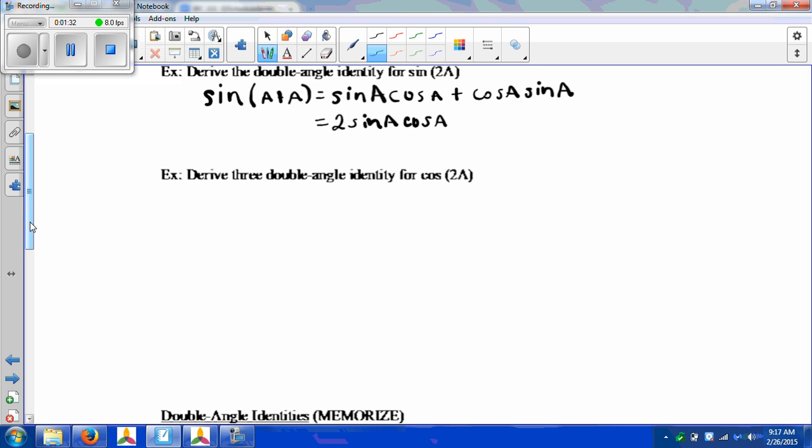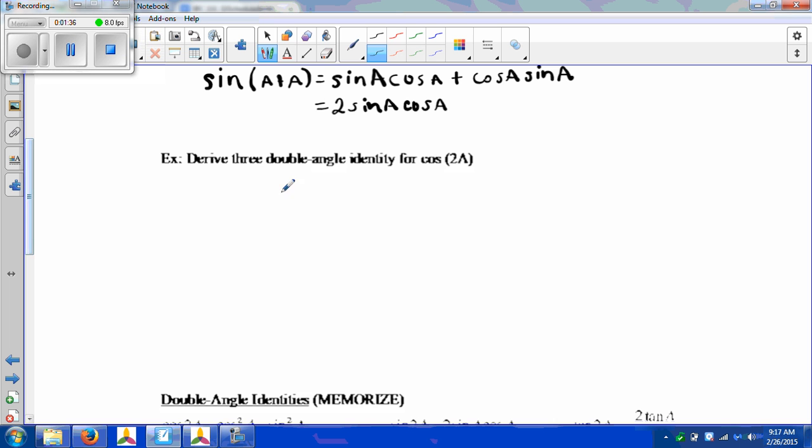Next, we need to derive 3 double angle identities for the cosine of 2a. Okay, so first we're going to use the same idea and logic as we did up there. We're just going to do it for cosine. So that's the cosine of a plus a equals, and then remember that the cosine cooperates, so that's the cosine of a, cosine of a.